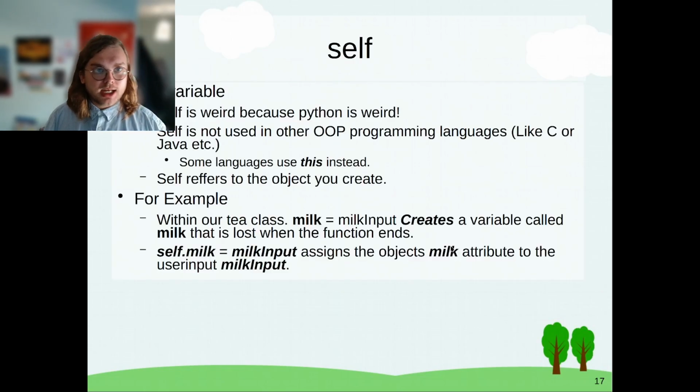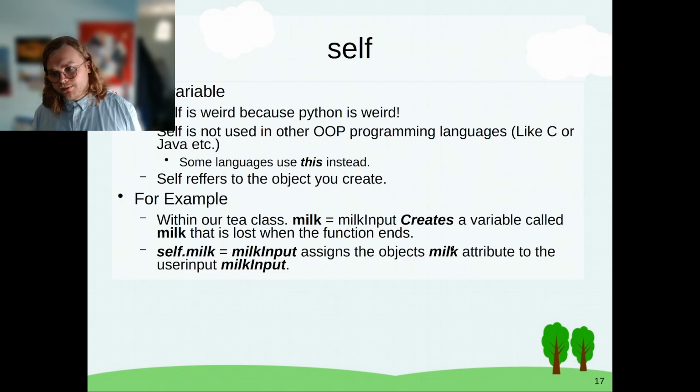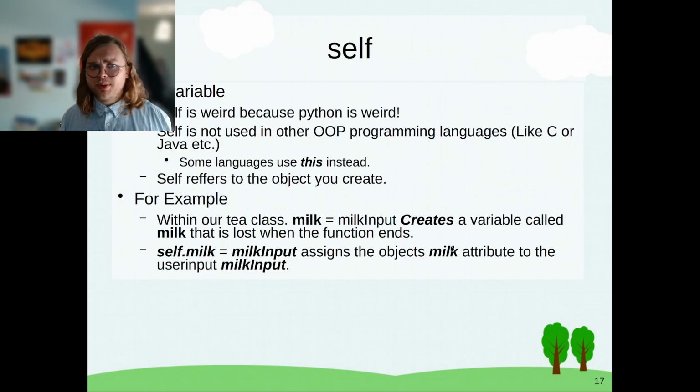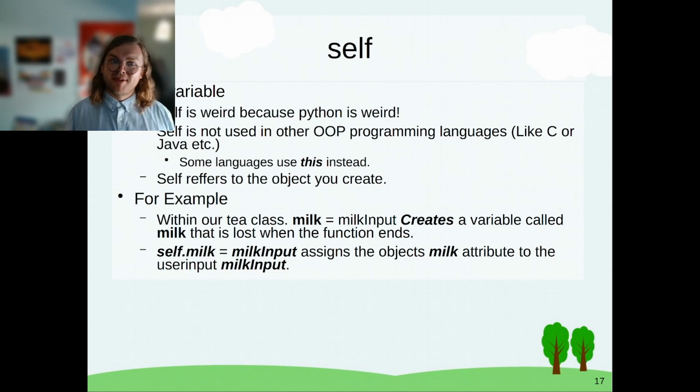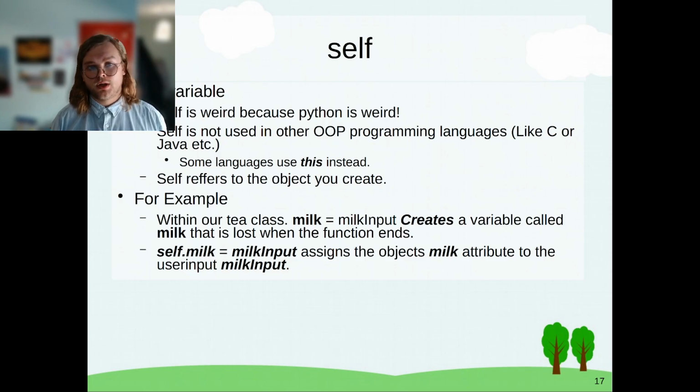Okay, so let's talk about self. Now, self is weird because Python is weird. Self is not used in basically any other OOP programming language that I can think of. There are certain languages that use this instead, but again, you don't need to, and from how I was taught at least, that's slightly frowned upon to use. Now, self refers to the object you create. So this is quite a difficult concept to get across.